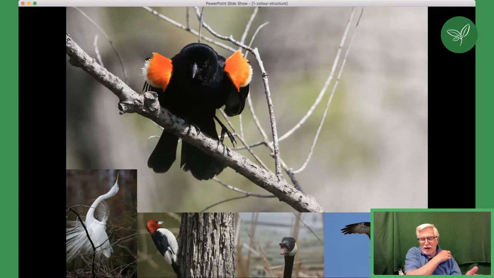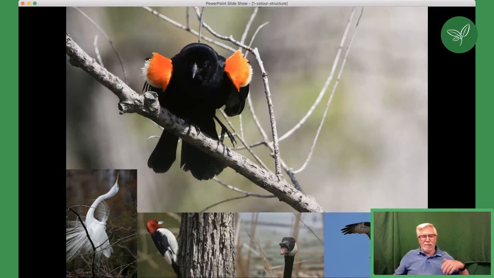The red-headed woodpecker uses its color to identify other redheads. Both male and female look the same. There's no difference. Canada geese look the same. Ospreys look the same. And they don't change at all during the season. So if you're out as a naturalist and you're trying to decide, is that a male or is that a female Canada goose or osprey, it is very difficult to tell. Size is probably the best thing to look at.